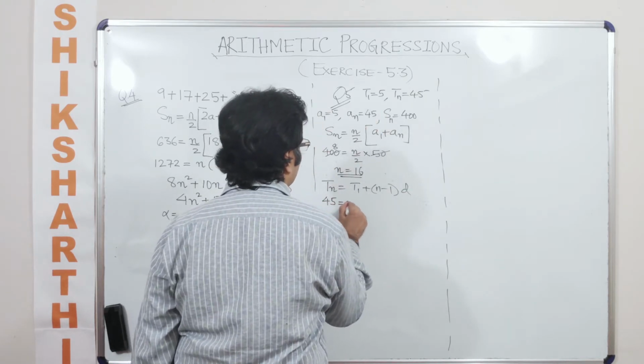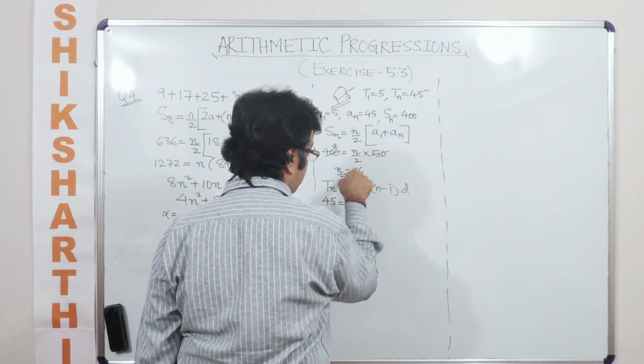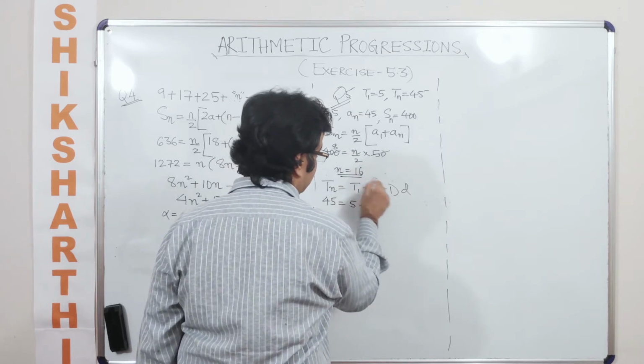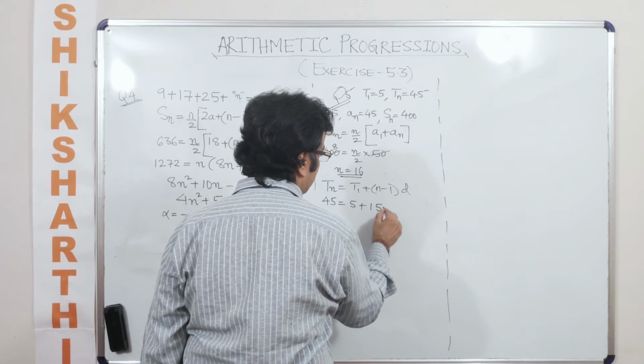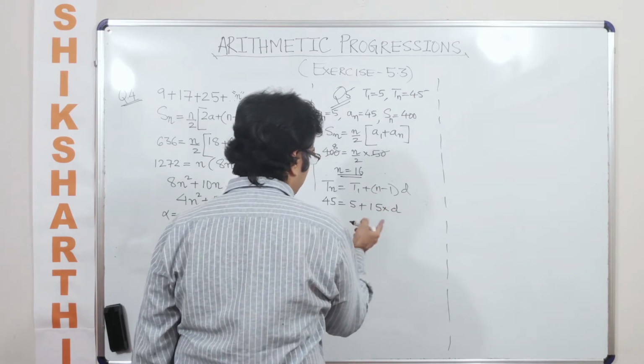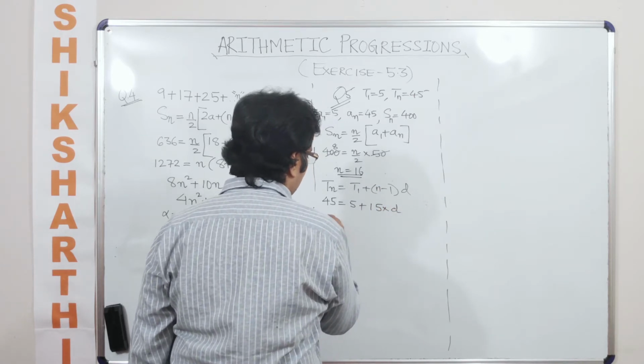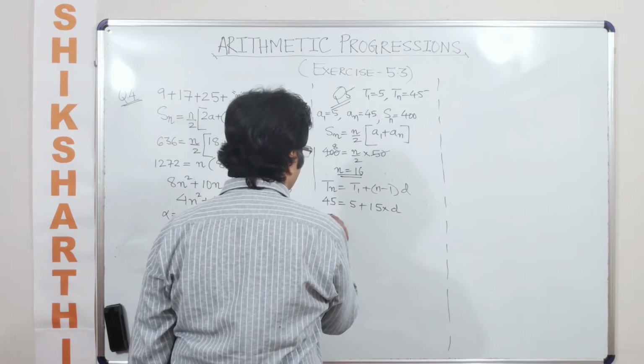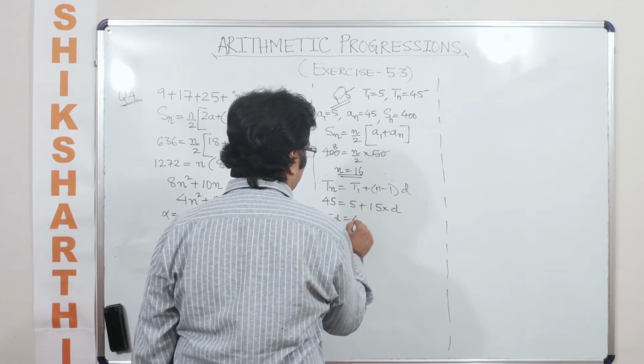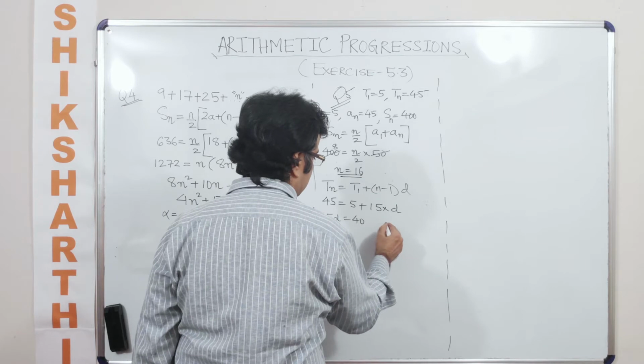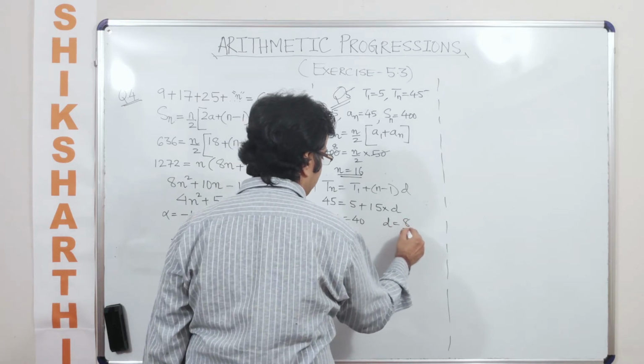Do we know the first term? Yes, which is 5. Do we know the number of terms now? Yes, we know it. And 16 minus 1 is 15. So 15 into D. So from here we'll be able to say that 15D is equal to 40. So which is just like saying D is equal to 8 by 3.